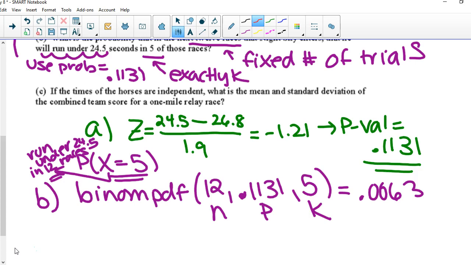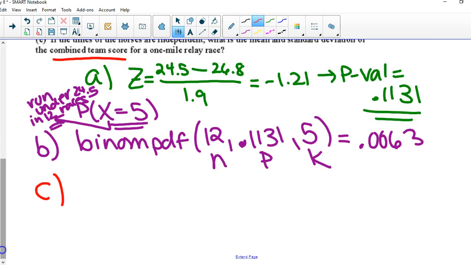Okay, if the times of the horses are independent, what is the mean and the standard deviation of the combined team score for a 1 mile relay race? We have not covered this yet in the review. When we're combining variables, it's pretty easy with a mean. So if I'm going to take a mean and I want to combine a distribution of X plus a distribution of Y, I just add it. Same with subtraction. I can just subtract it, and I can go dot, dot, dot.